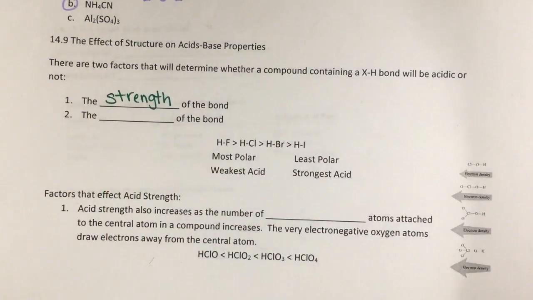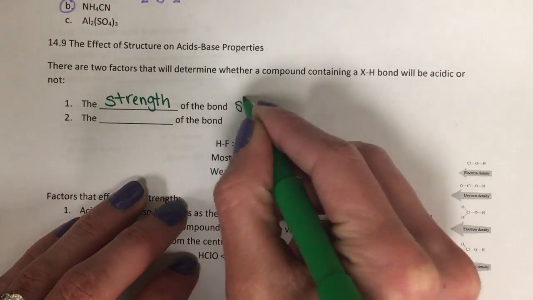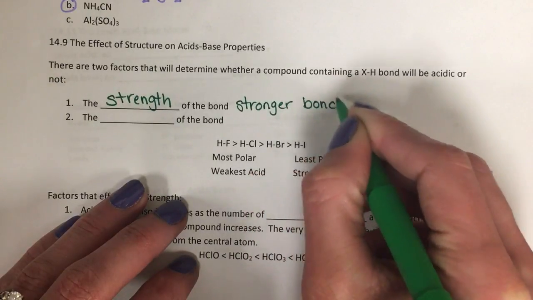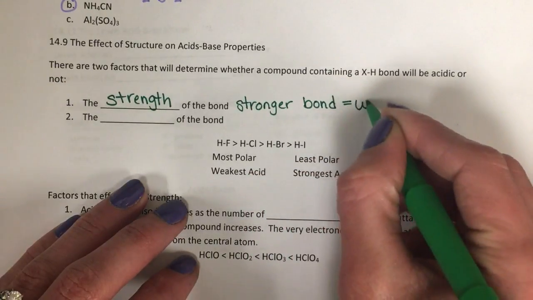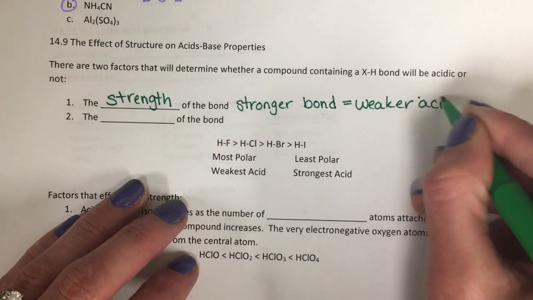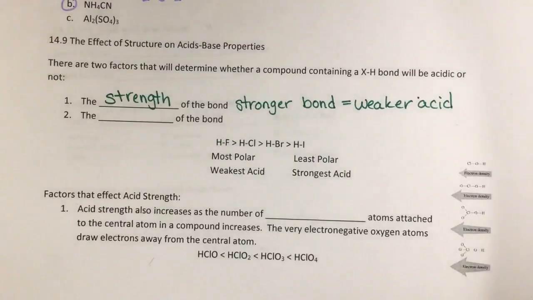of the bond. If an acid is going to break apart completely, then I have to put in energy to break apart the bond. The stronger the bond, the weaker the acid. The reason is I have to put in more energy to break that bond. Okay? So a stronger bond is going to have a weaker acid. A weaker bond is going to have a stronger acid.